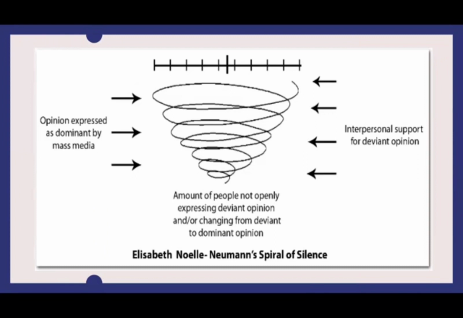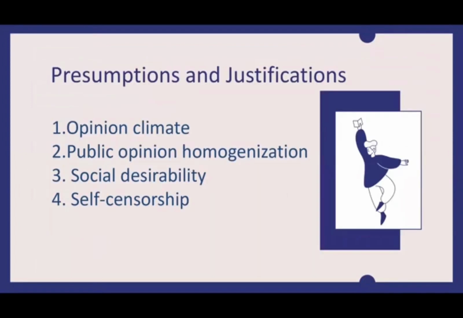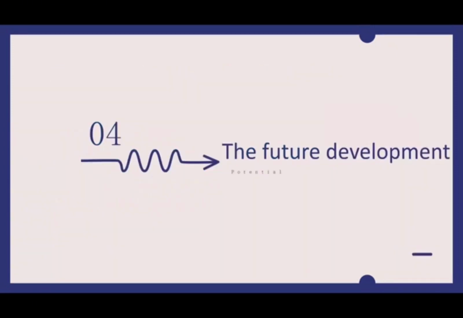Okay, the next page. And this summarizes the theory, including the opinion climate, public opinion, homogenization, social desirability, and self-censorship. Okay, next page. The first part is the future development.